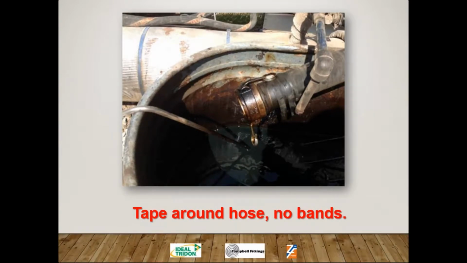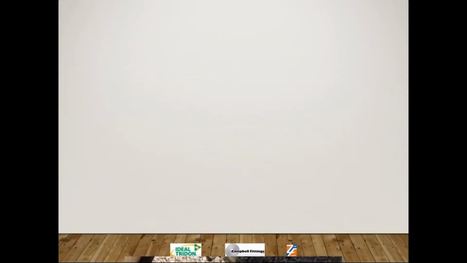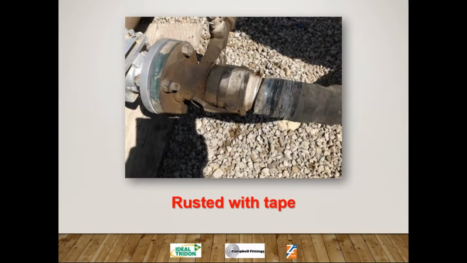Here we have another one that looks like tape around the hose. I don't see any clamps. We have a rusted fitting as well, same thing. There's some sort of tape keeping this hose together. I'm not even sure how it's staying in service.